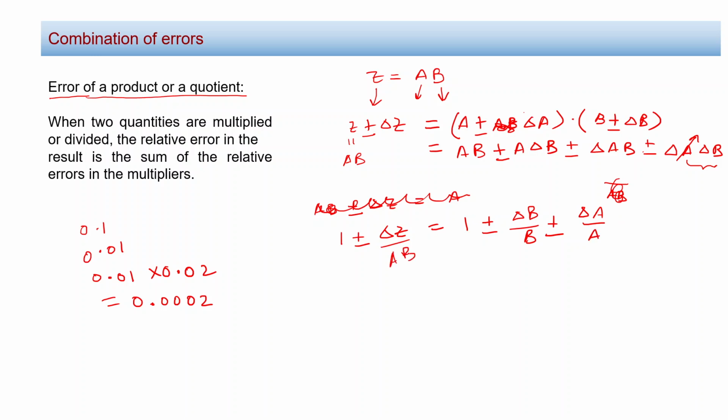I'm dividing both sides by AB, right? And this delta A delta B term we have already ignored. The 1 on both sides can be cancelled, and what we get is delta Z divided by AB. AB is what? It's Z. So I can write it like this: delta Z divided by Z equals delta B divided by B plus minus delta A divided by A.